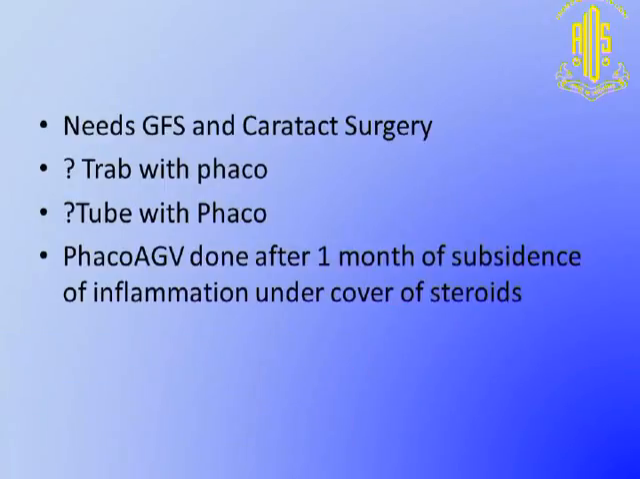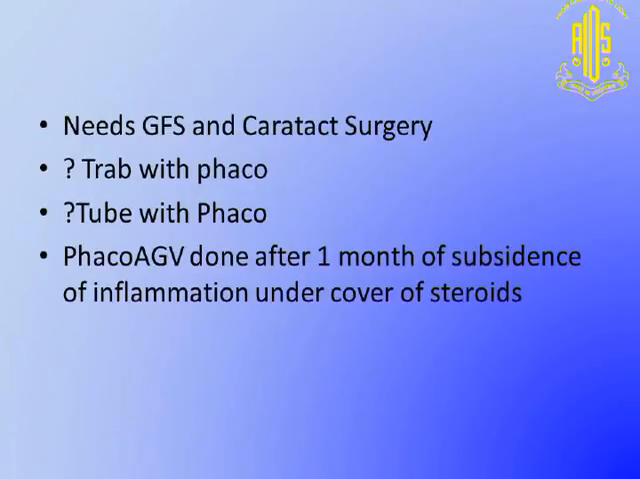Now, this patient actually needs filtering surgery. It also needs cataract surgery. So, again, one can debate whether we want to combine trab with phaco or a tube with phaco. Now the problem is that here the uveitis is active, there's a cataract, all these surgeries have been done. So this is not a simple case for trabeculectomy or phaco, so it will need much more aggressive treatment.